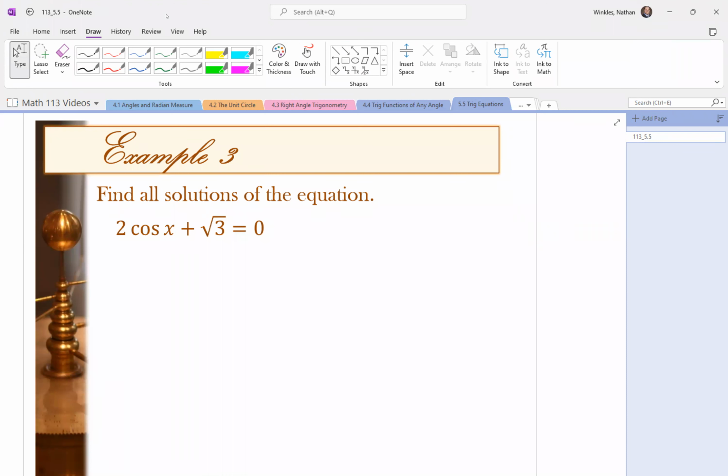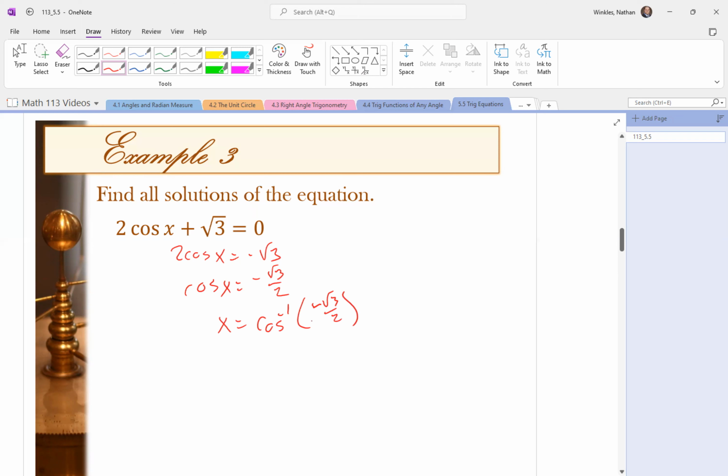So again, we're talking about all solutions. 2 cosine x plus square root of 3 equals 0. So that means that 2 cosine x equals negative root 3. Cosine x equals negative root 3 over 2. So x equals inverse cosine of negative root 3 over 2.